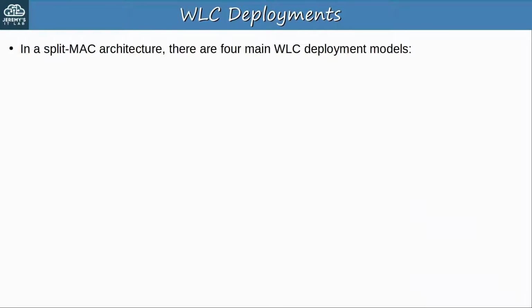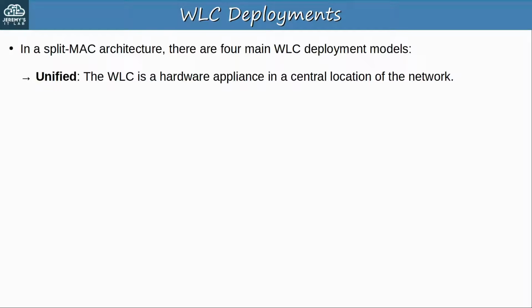The final topic for today is WLC deployment models. Since we're talking about wireless LAN controllers, this applies to split MAC architecture only, not autonomous AP or cloud-based AP architectures. There are 4 main WLC deployment models, 4 ways to deploy a WLC in your network. I'll show each one with a diagram, but let's summarize them first.